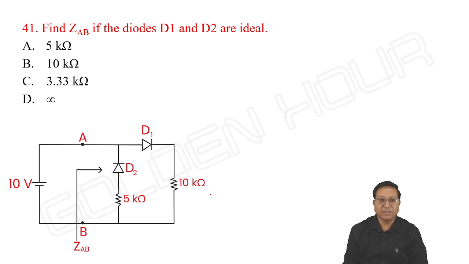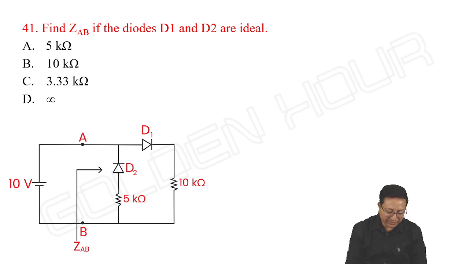Find ZAB, impedance looking into the terminals AB if the diodes D1 and D2 are ideal. Okay. So generally for finding the impedance, what we do in networks, we connect a source voltage and the current coming out of the source gives us the impedance looking from the source. Okay, so how do we find it?